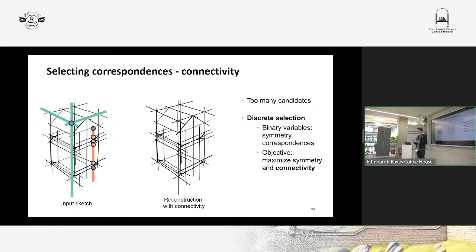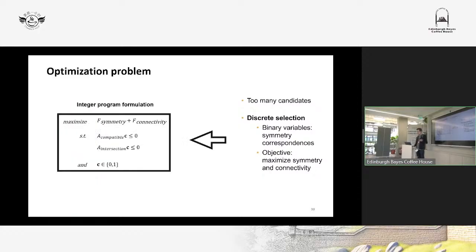But because we have a way to pre-compute all the candidates, we can frame that as a global optimization. So compared to the previous method that needed to process the sequence one stroke at a time, we now are able to formulate this reconstruction as an integer program. It's a global optimization that will process all the strokes together. I won't go too deep into the details, but basically we want to maximize symmetry and connectivity. And we have constraints mainly to make sure that when we select some symmetries, they are compatible together.